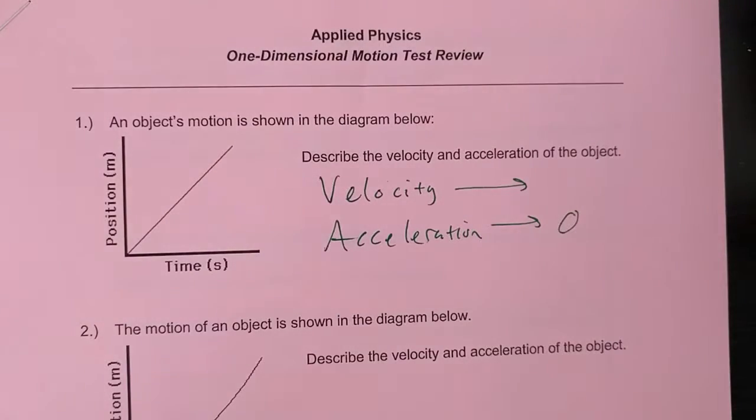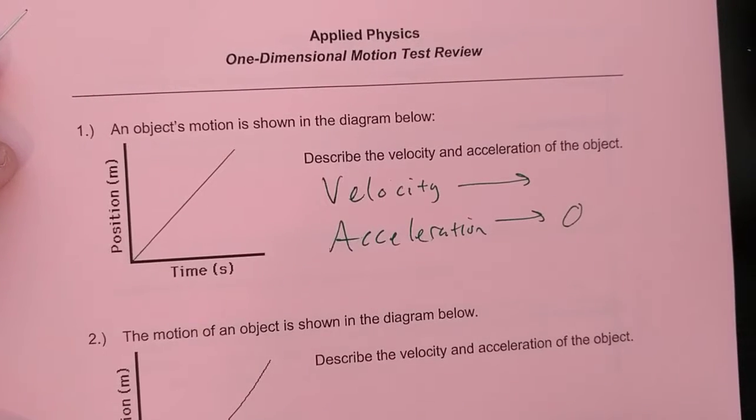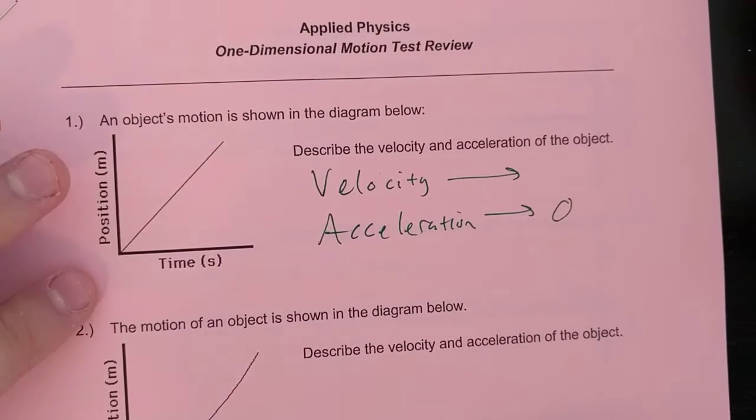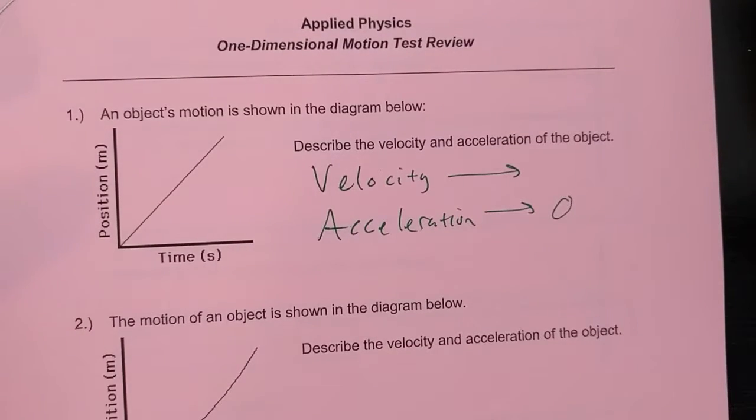In this video, we're going to go over Unit 2 review for the test on one-dimensional motion. On the front page, we're going to talk about the motion graphs, more specifically the position time graphs, and how you're supposed to describe the velocity and acceleration for each.